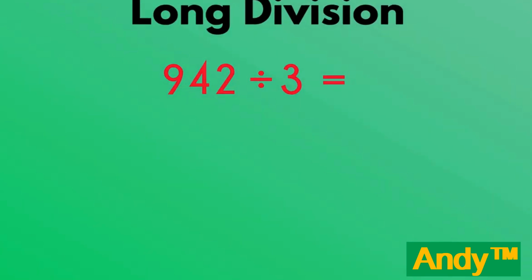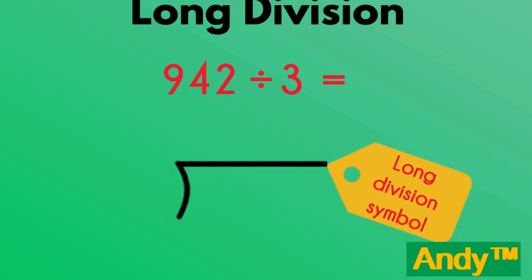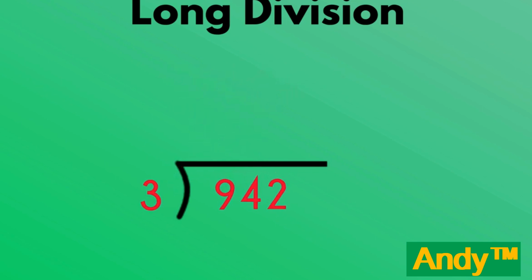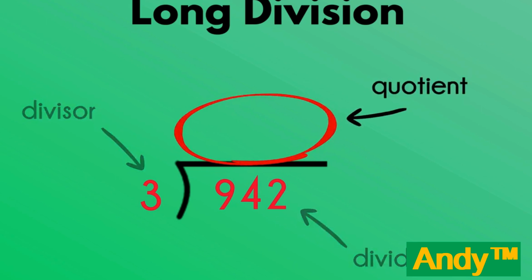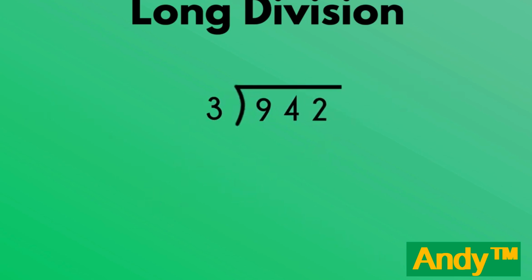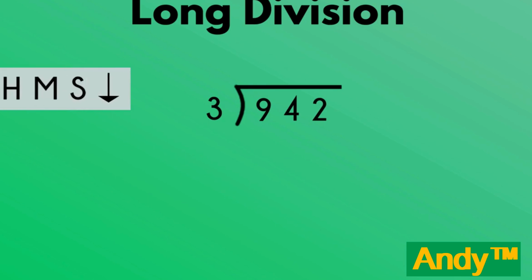Here we have an equation, 942 divided by 3. First we'll have to rewrite the equation using the long division symbol. Here is the dividend, here is the divisor, and here is where the quotient, our answer, will go. Let's get started. Writing HMS bring down at the top of the page is a good idea if you're still learning the process. It's important to note that we must always work from left to right with long division.